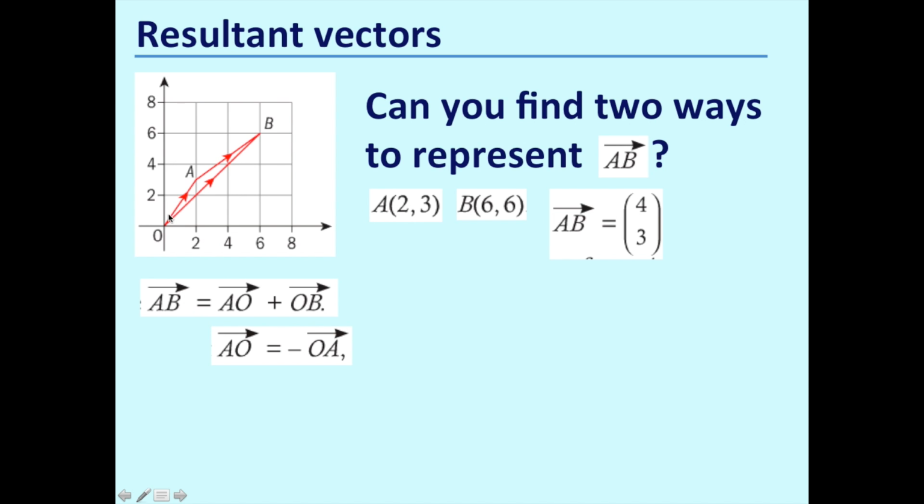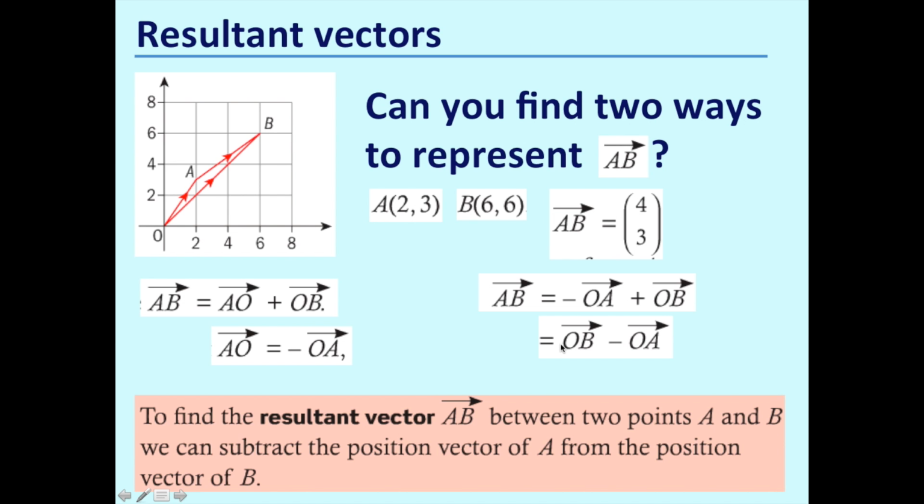Vector AO here is the same as the negative of OA. So I can take this and substitute it in here, which yields vector AB is the same as negative OA plus OB. I can rewrite this then as OB minus OA. Why is that significant? Well, in this instance, we can say that the resultant vector AB is the result of subtracting the position vector of A from the position vector of B. So this is the key result to take away, and we can apply that to find the resultant vector more simply.